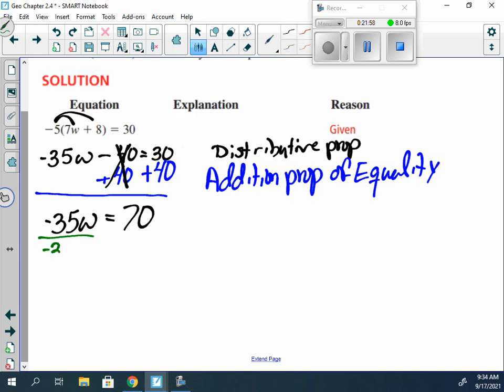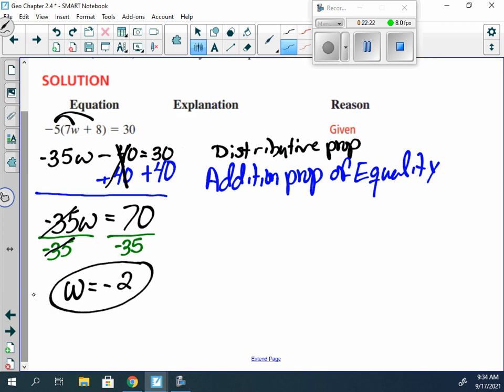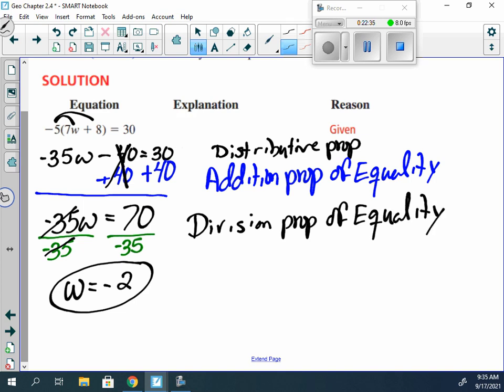We would divide both sides by negative 35. Negative 35 divided by negative 35 will give us W. Negative, well, we know it's negative because we have a positive and a negative. It's going to be negative 2. And our last part was this here is the division property of equality.